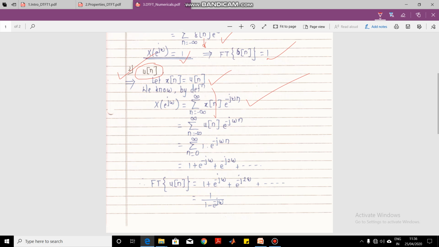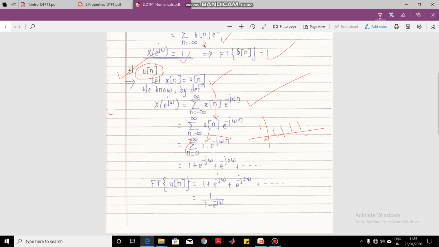So when we substitute u of n here, we know that u of n exists only from 0 to infinity. So the summation which was from minus infinity to infinity will now change from 0 to infinity. And we know that from 0 to infinity, the value of u of n is 1. So this is 0, this is 1, this is 2, and so on. For all these values, if you go up to infinity, this is 1. So we can substitute here u of n equal to 1 from 0 to infinity.